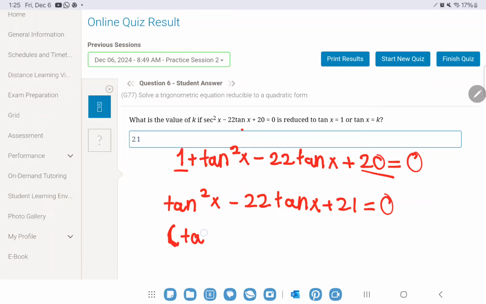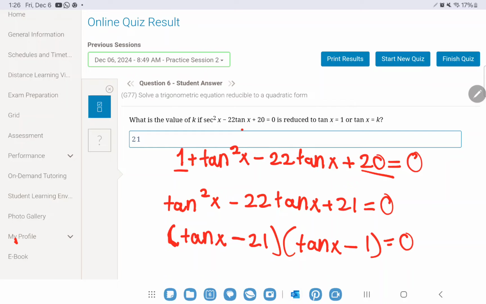That's it. So tan x minus, what two numbers when you multiply them give you 21 and when you add them give you negative 22? It's 21 and 1. This you have to keep testing around till you get the right one. Times tan x plus, minus 1.